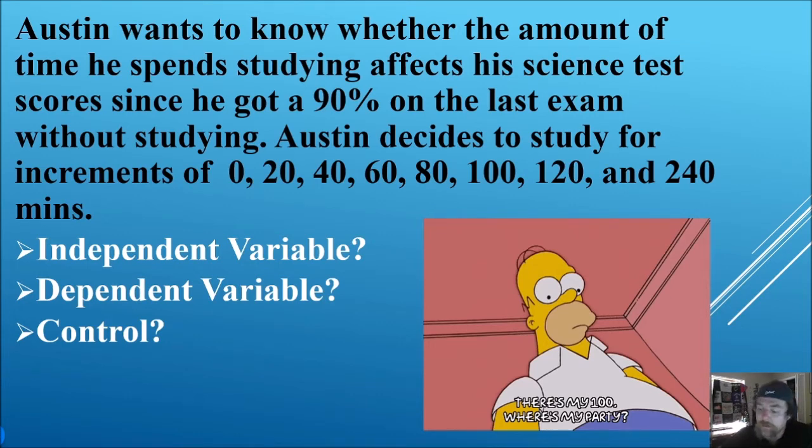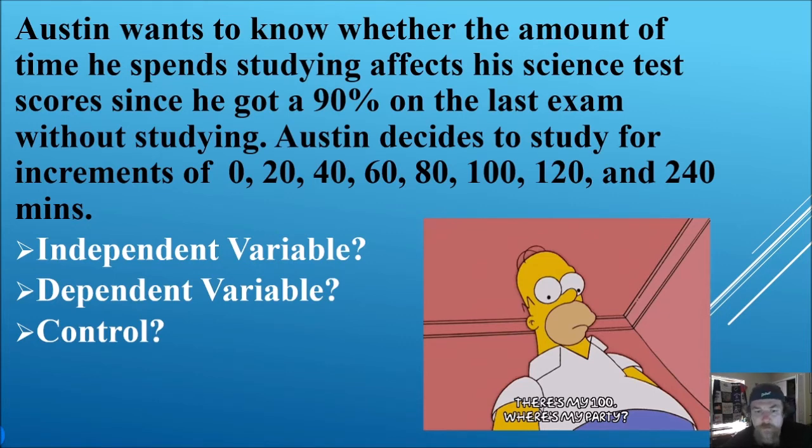Well, that is what he is changing in between each little experiment. And what he's changing is how long he studies for. So the independent variable would be the amount of time that he studies. What's the dependent variable? Well, what depends on the amount of time? That's how well he does. That's what he's measuring. So his test scores are going to be the dependent variable.